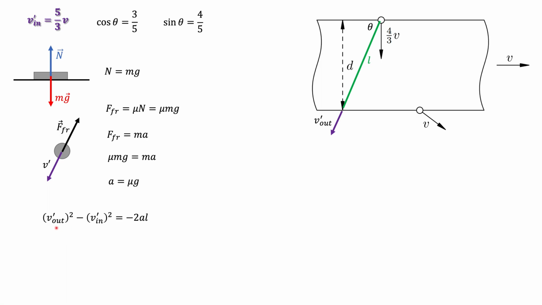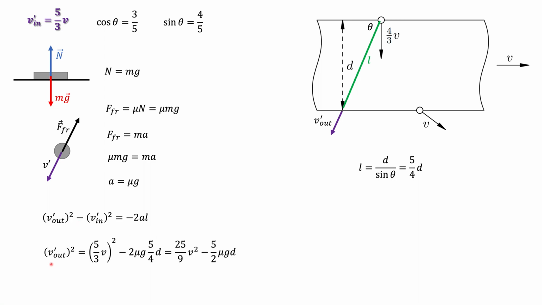Now to calculate V prime out, we need V prime in. We already know that. We need A, we know that, and we need to know L, and that we don't have yet. But we can easily find L. Notice that we have a right triangle here. L is a hypotenuse of this right triangle. But we also have D, which is known to us, and this is a leg. And we know angle theta right here. So using that information, we can easily calculate that L should be D over sine theta. And we know what sine theta is. Now we're going to plug all these values into this equation and get the equation for V prime out.